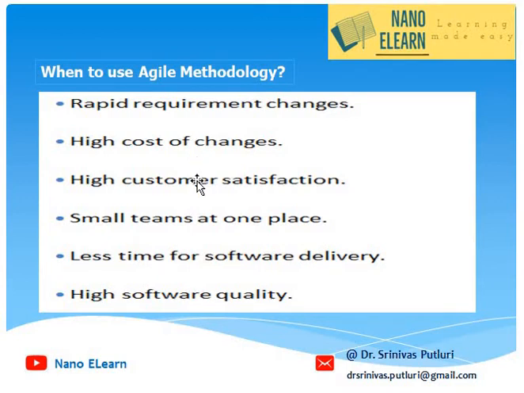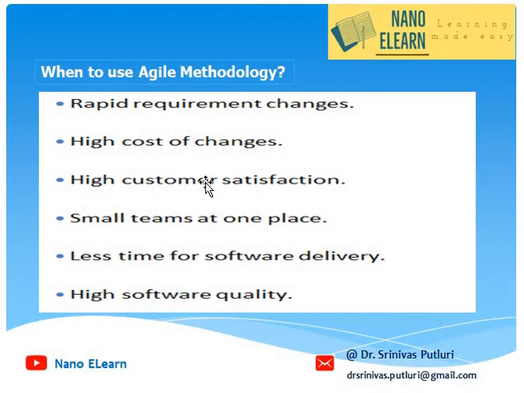When more customer satisfaction is required, because the customer will get a chance to provide any changes even in the middle of an iteration, so they can be allowed in Agile. So obviously, the customer will get more satisfied. When small groups of teams are working at one place, in such case, we can divide into multiple agile teams and work at a single location.